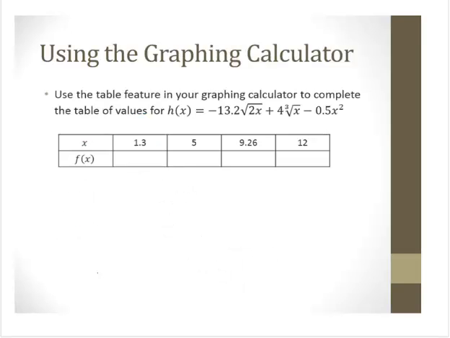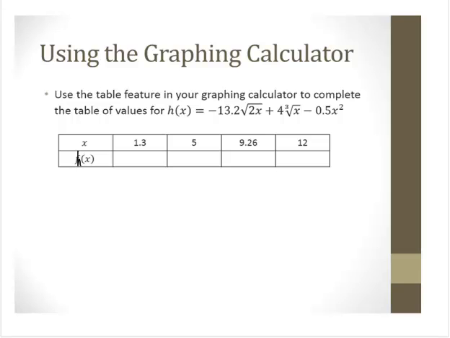Finally, let's use the table feature in our graphing calculator to complete this table of values for h of x. So we've got this function that is a mess, right? Negative 13.2 times the square root of 2x plus 4 times the cube root of x minus 0.5 times x squared. Let's talk about how we can use our calculator to evaluate this, and our inputs are 1.3, 5, 9.26, and 12.